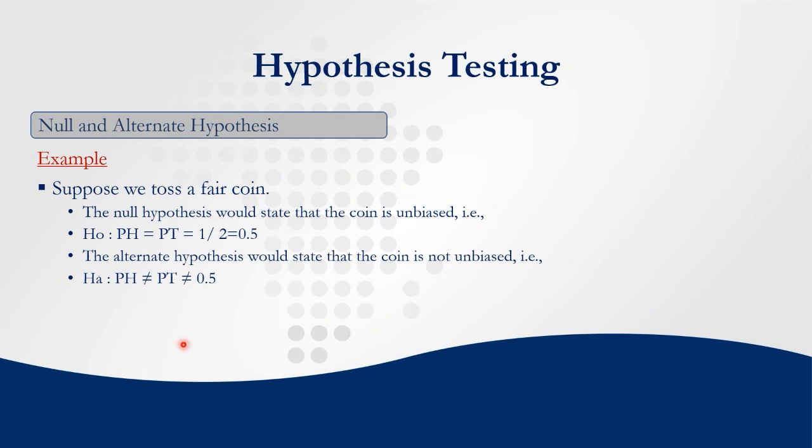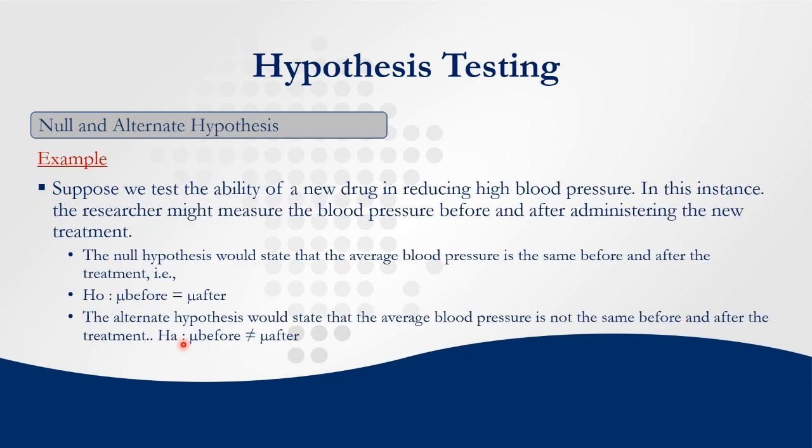We can see with examples. If I toss a fair coin, I can say the null hypothesis is that the probability of getting a head and a tail are the same. The alternate will say they're not the same. If, for example, I test a drug that is supposed to reduce high blood pressure, in this instance, the researcher might measure the blood pressure before and after administering the new treatment. Here, the null hypothesis will say that the blood pressure before and after are the same. The null hypothesis is silent; it will say they're the same.